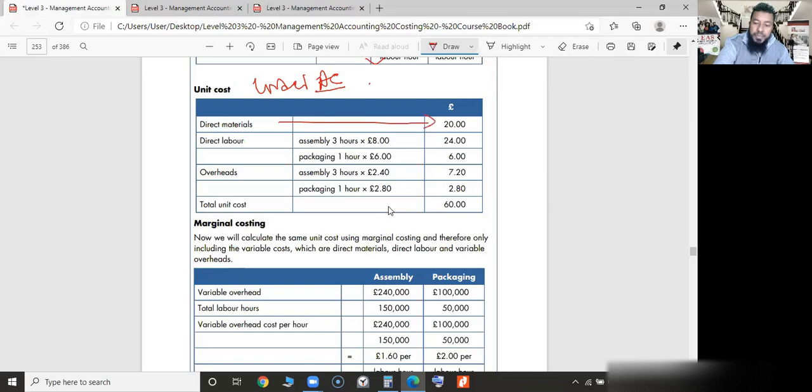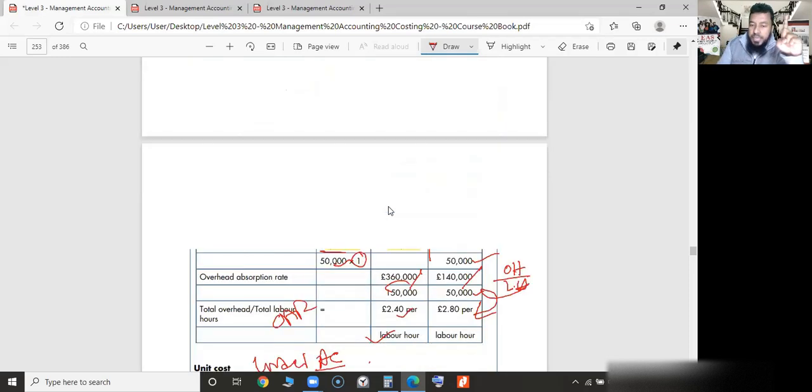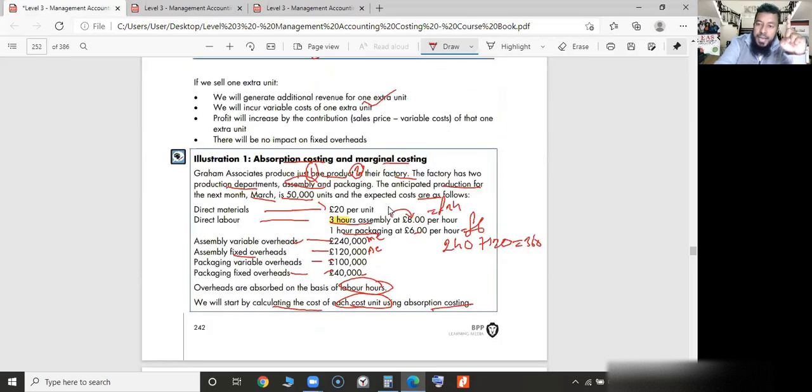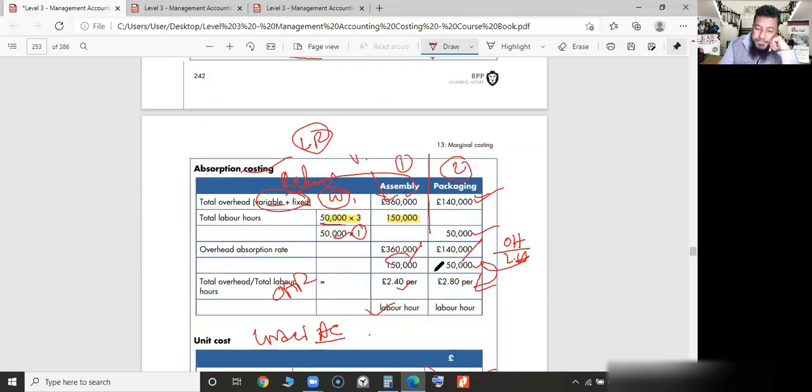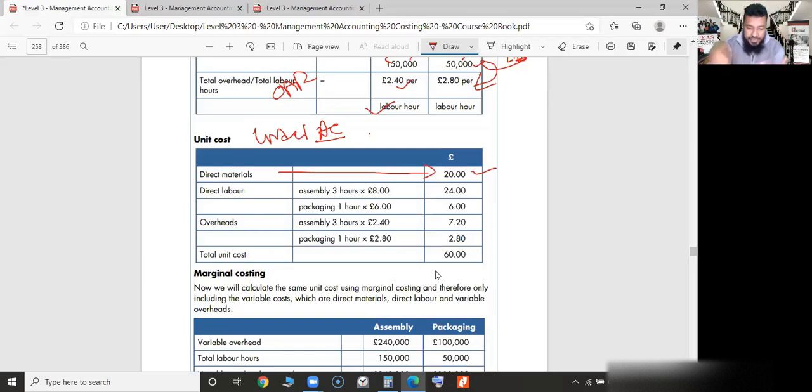Material cost, if you remember, is given per unit, £20. I'm taking you at the top and highlighting it for you. £20 is my material cost. Hope it makes sense. And labor, I should circle. Assembly is 24 and packaging is 6, because assembly needs 3 hours and packaging needs 1 hour.